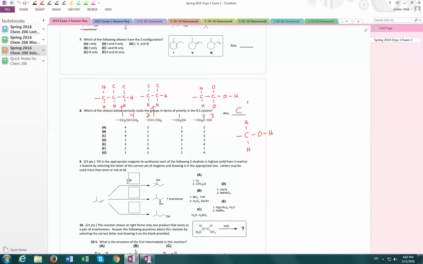And then finally, we're comparing this one on the far right and this one on the far left. They're both connected to 1 carbon, so we have to count even further. This carbon's connected to 2 carbons and 1 hydrogen. This one's connected to 3 oxygens. And since oxygen is heavier than carbon, we know that the one on the far right should be higher priority. So we end up saying 1, 2, 3, 4.